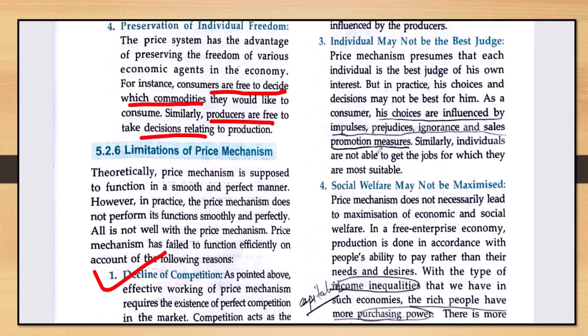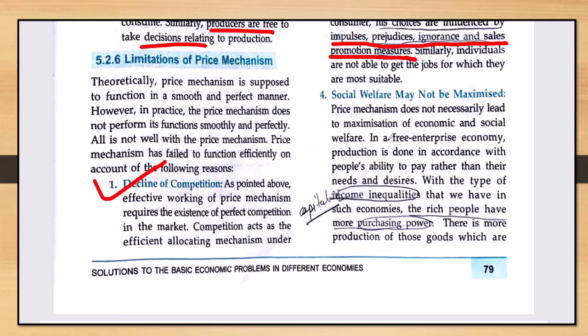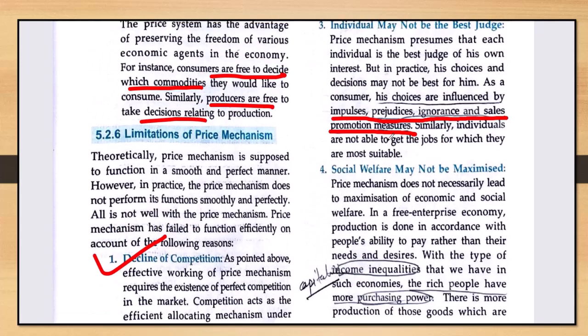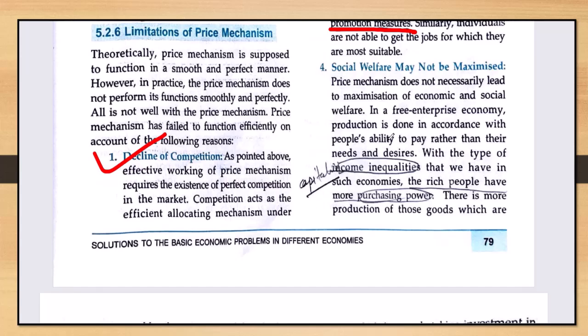Then, individuals may not be the best judge. Consumers' choices are influenced by impulses, prejudices, ignorance, and sales promotion measures. Therefore, consumers cannot be said to be the best judge for making their own decisions. They are highly influenced by the producers and other external factors. Thus, it again creates problems in the price mechanism. The actual estimation of the demand and the actual estimation of the supply becomes difficult.